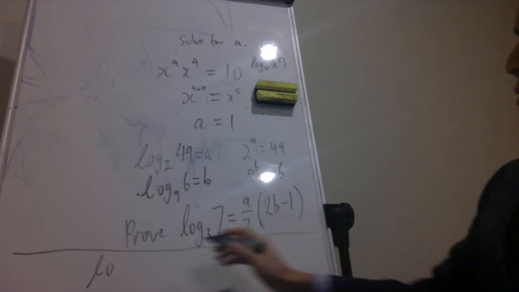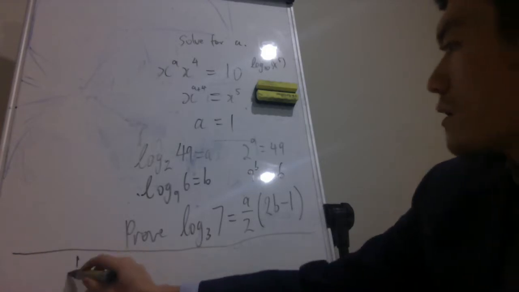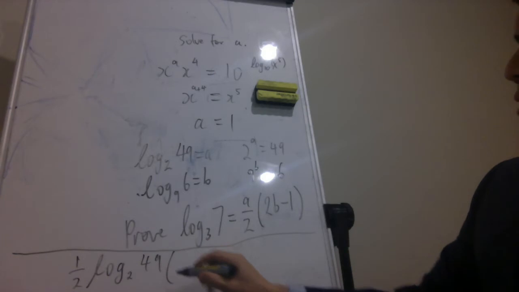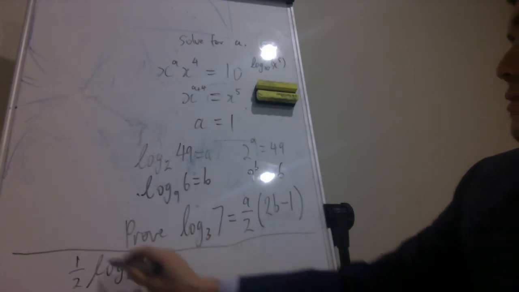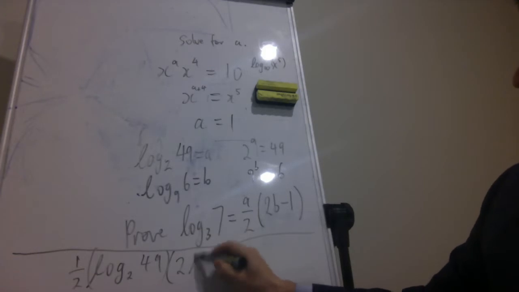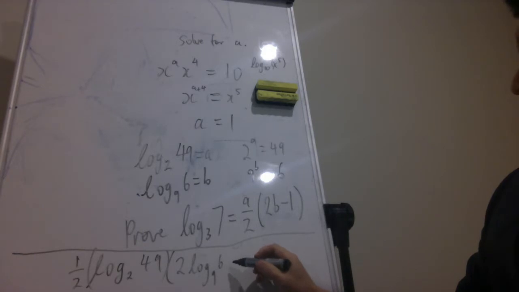Yeah, so a over 2 is log base 2, so half of base 2, 4, 9, right? Yeah. 2b is 2 times log 9, 6. Is that right? Minus 1, yeah? Yeah.